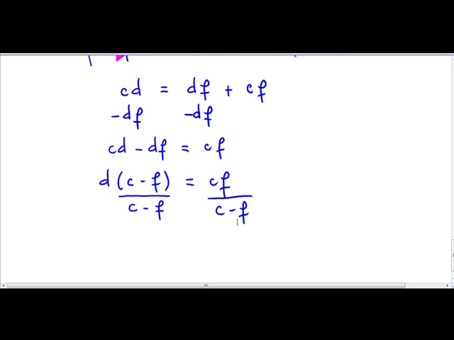And this cancels out. We're left with d equal to c times f over c minus f. This is our answer.